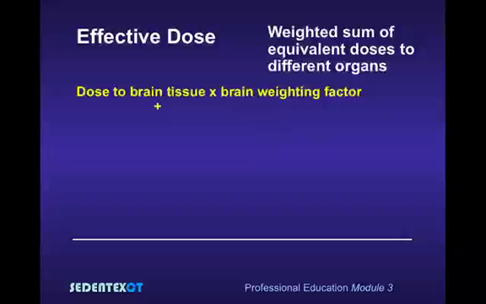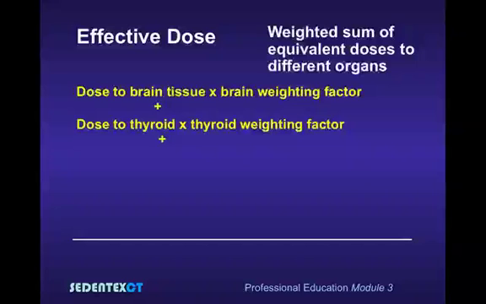So how do we calculate effective dose? Well, it's the weighted sum of equivalent doses to different organs. So, in practice, we calculate the equivalent dose in sieverts to, for example, the brain, and multiply this by the brain weighting factor. We do the same for other organs and tissues within the path of the X-ray. For example, in a dental situation, this could include the thyroid gland. So we multiply the equivalent dose to the thyroid by the thyroid weighting factor.